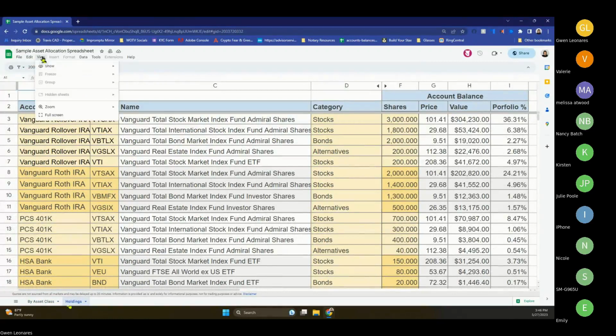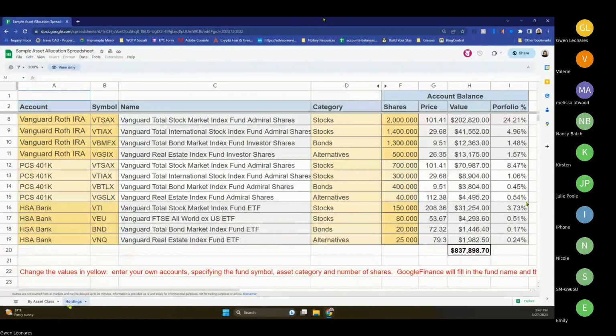So this is just example data. Basically, just change the values in yellow. Like, here's this person's 401k, and they have these funds in it. They just put that. They didn't have to type in this big, long name. They did have to pick the category: stocks, bonds, alternatives, cash. They had to put in how many shares, and then it did the rest of this.